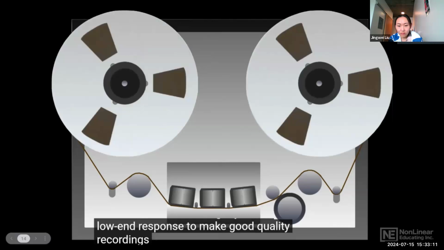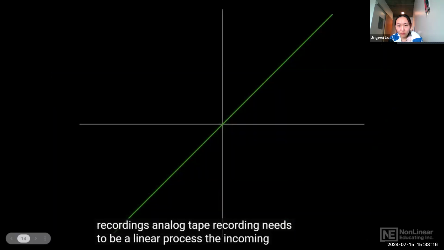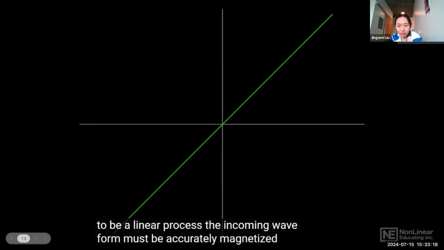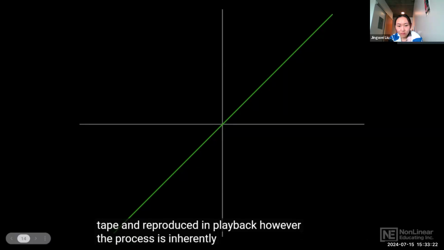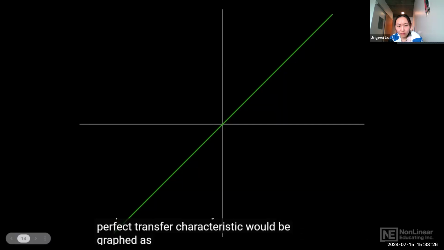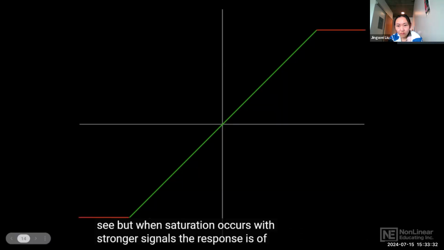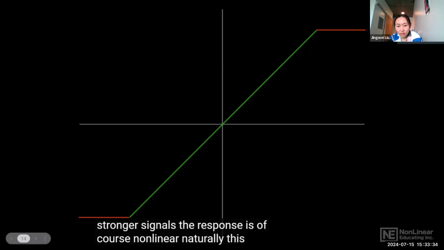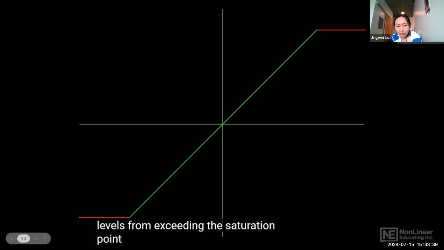To make good quality recordings, analog tape recording needs to be a linear process. The incoming waveform must be accurately magnetized on tape and reproduced in playback. However, the process is inherently not linear. A perfect transfer characteristic would be graphed as a diagonal line, as you can see. But when saturation occurs with stronger signals, the response is, of course, nonlinear. Naturally, this can be avoided by simply preventing signal levels from exceeding the saturation point.